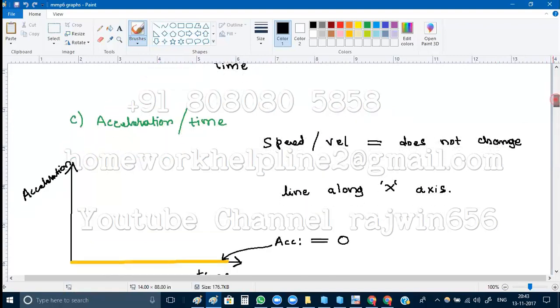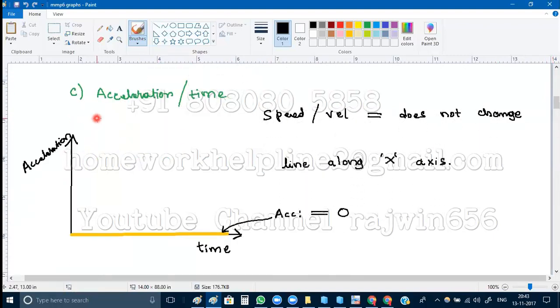The next part over here for the same one is the acceleration time graph. Because its velocity is not changing, it's 0. So acceleration also will be 0. Whenever the velocity or speed is not changing, its acceleration is 0. The speed or velocity does not change, so therefore the acceleration will be 0. This is going to be the line that will be along the x-axis or coinciding with the x-axis.